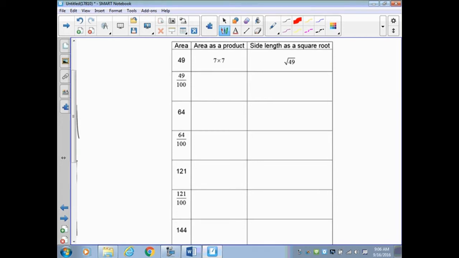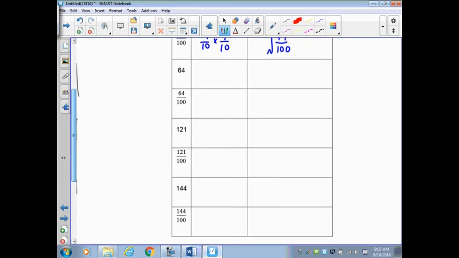So I'll do the first fraction one for you. This becomes the square root of 49, which is 7 over 10 times 7 over 10. All right, that gives me that the square root of 49 over 100, sorry, it's equal to the square root of 49 over 100. I'd like you to go through and calculate the area as a product, as well as tell me what the side length is in square root form. So complete this table. Pause the recording and do it, and then in a second we'll fill it in.